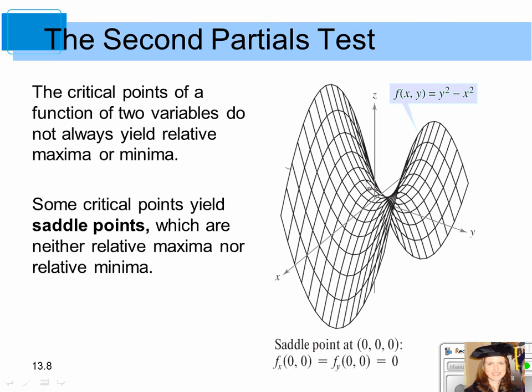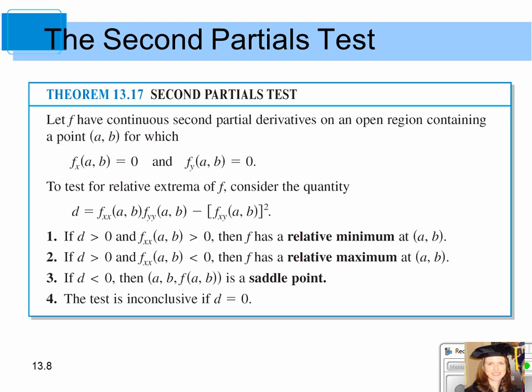Now at the saddle point in this case, the partial derivatives with respect to x and y are both 0 at the same time. Now this is our second partials test, which gives us a way to determine if we have a relative max, a relative min, or a saddle point without having to refer to a graph. In this case, we're looking at f, which is a function of two variables, and we're finding the critical points where the partials with respect to x and y are both 0 at the same time.